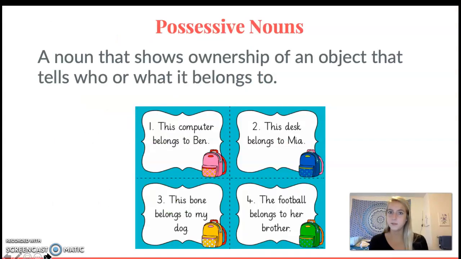There are also possessive nouns, which are a noun that shows ownership of an object, that tells who or what it belongs to. So for example, this computer belongs to Ben. So that means that it's Ben's computer. Another example would be this desk belongs to Mia. So it would be Mia's desk because it belongs to her.